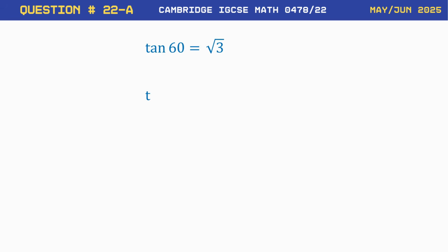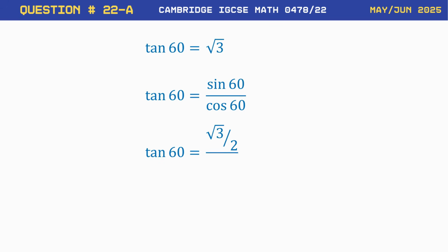If you don't remember the value of tangent 60 but remember the values of sine 60 and cosine 60, then you can use the formula tangent 60 equals sine 60 over cosine 60. Sine 60 degrees is square root 3 over 2, and cosine 60 degrees is 1 over 2. So tan 60 degrees equals square root 3 over 2 divided by 1 over 2. This simplifies directly to square root 3, so square root 3 is the answer.